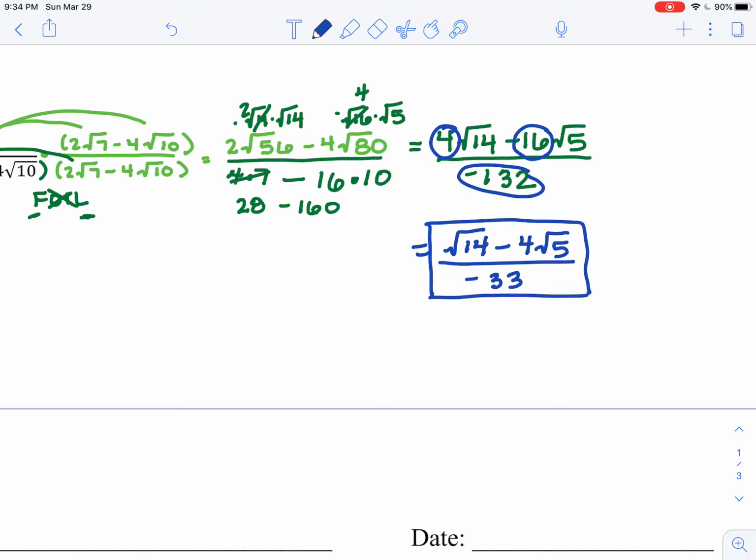There are no radicals in the denominator. Every radical is as simplified as it can be, and there's no common factor among the plain old numbers.